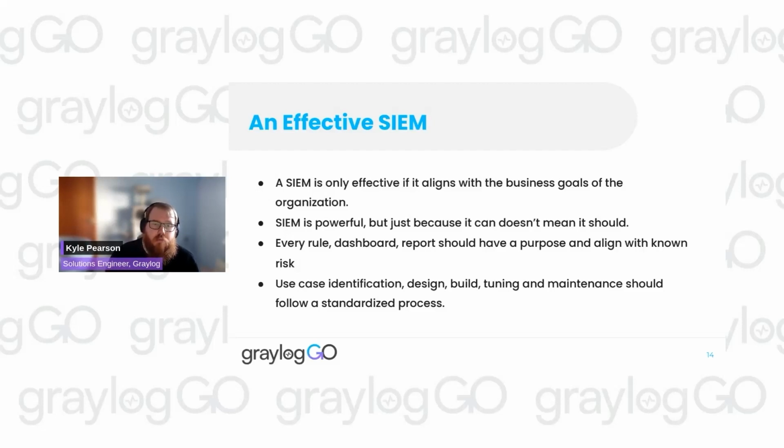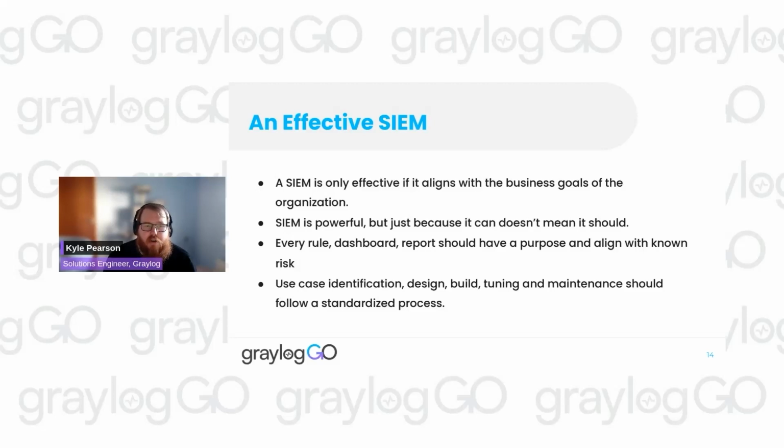Really what you should be doing when you're building SIM use cases, when you're building your SIM out, is talking to the other areas of the business, seeing what they're doing, what technologies they're implementing, and evaluating how that can feed into your SIM, which use cases it might be useful for, and what risk areas those other teams are worried about when they're implementing their technology. And every rule, dashboard, and report, so every bit of content within your SIM, should really have a purpose and align with known risk.